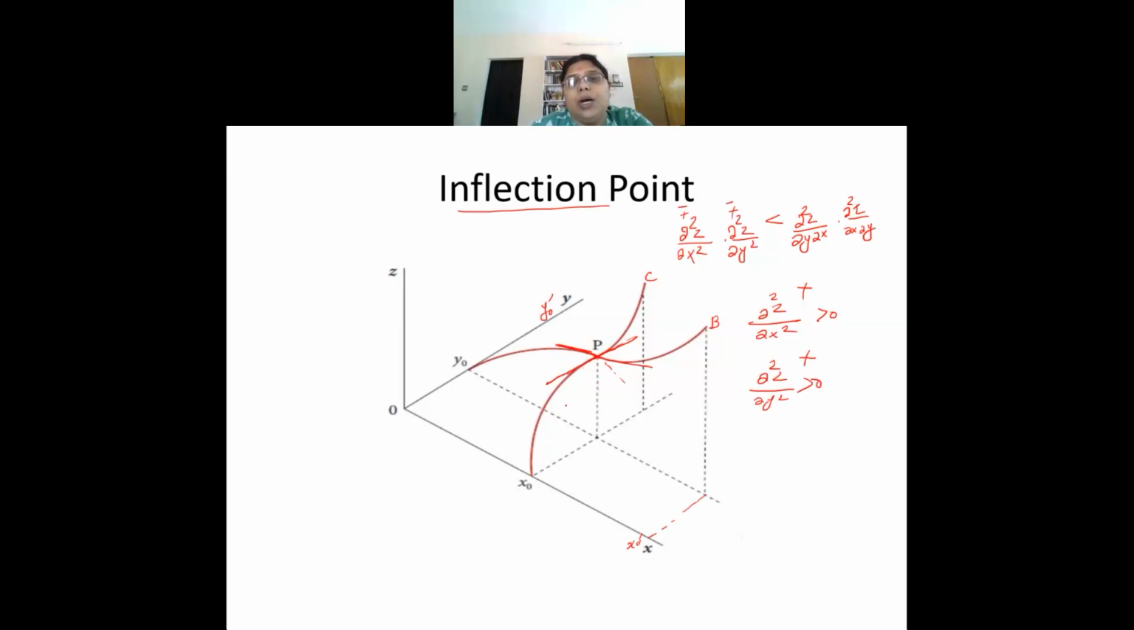In the case of both curves, curve y0b as well as curve x0c, we can observe that the third order condition is violated, and not just that, these two have the same signs. That is, ∂²z/∂x² is positive in this case, and ∂²z/∂y² is also greater than 0, or positive. So we can say that P represents an inflection point. That is what we can observe in the case of an inflection point.